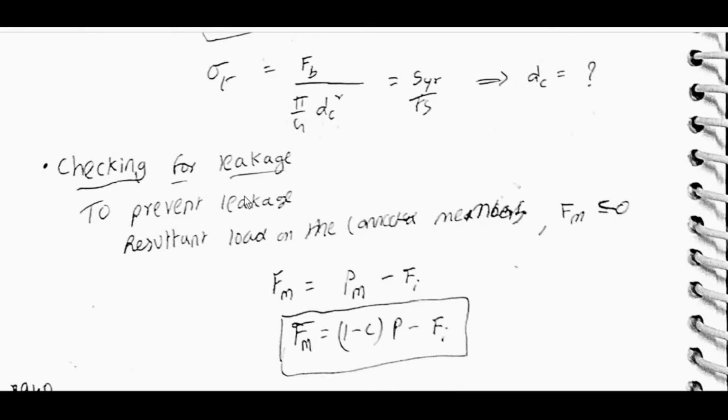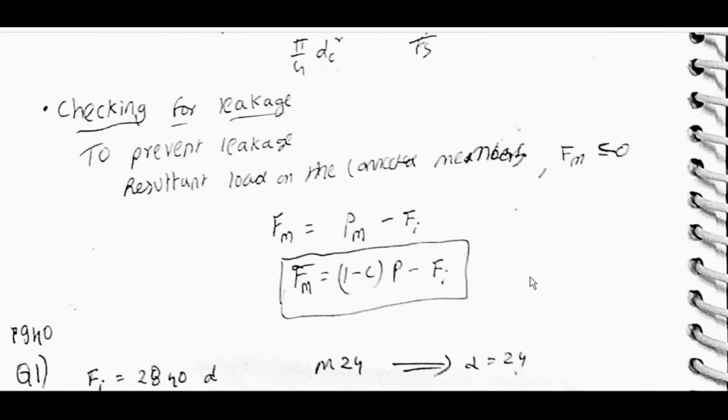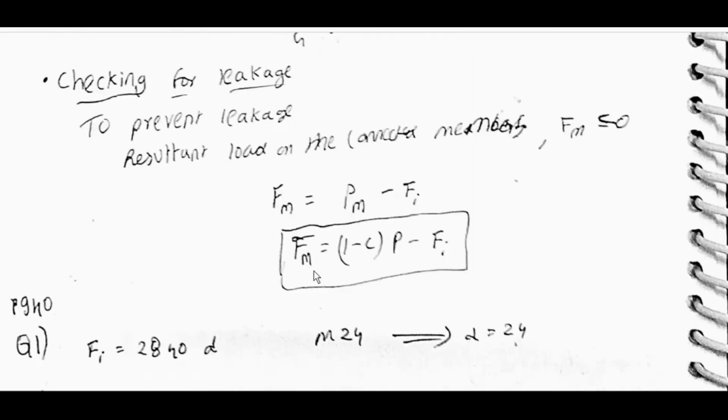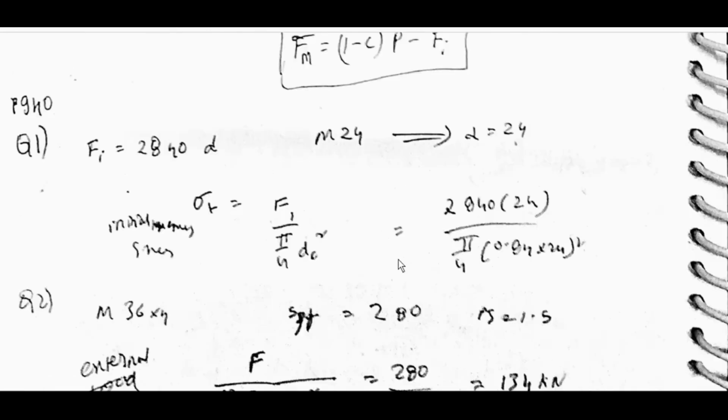Checking for leakage. To prevent leakage, resultant load on connecting members Fm less than or equal to 0. That means it should be compressive. Fm is equal to Pm minus Fi. Fm is equal to 1 minus C into P minus Fi.